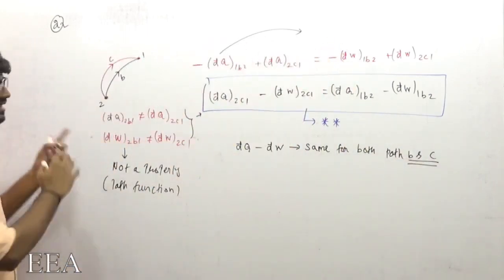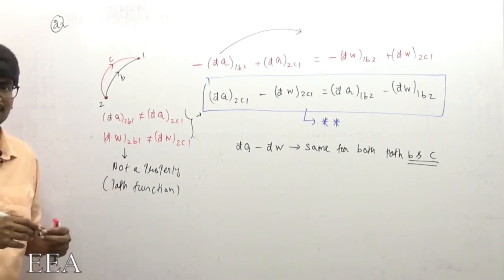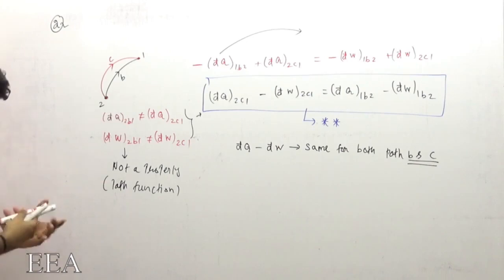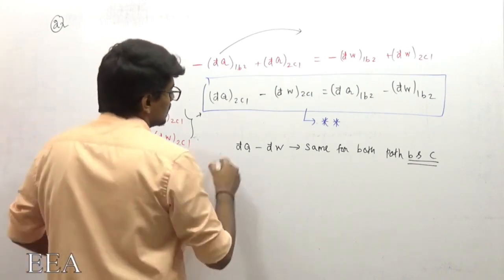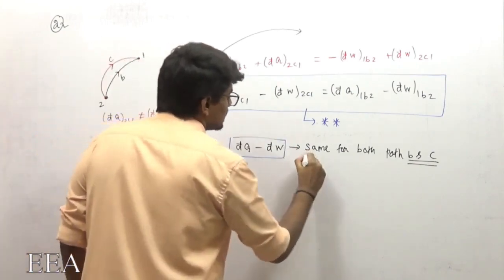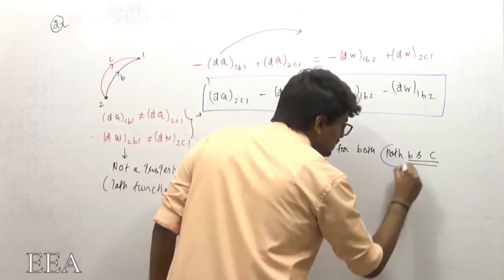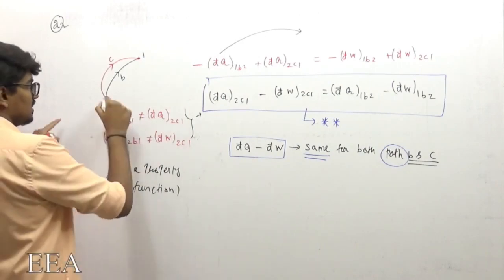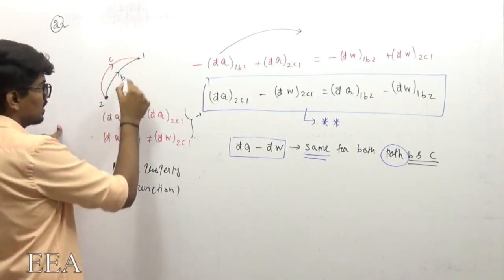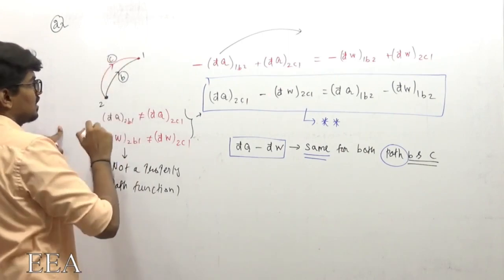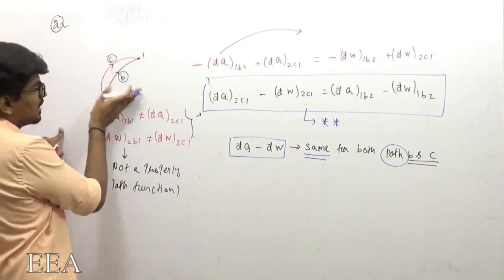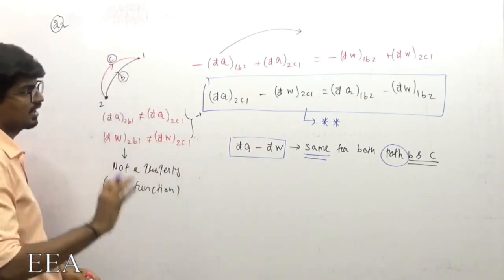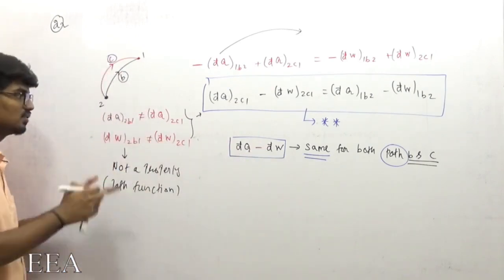Obviously the derivations are not at all important. The thing is the outcome. What is the outcome? Listen carefully. We got d'q minus d'w is the same for both path B and C. I'm just doing a process from 2 to 1 through path B and through path C. Even if I have a different path also, the difference between heat transfer and work transfer is not varying. It is the same. So what can I conclude from this?